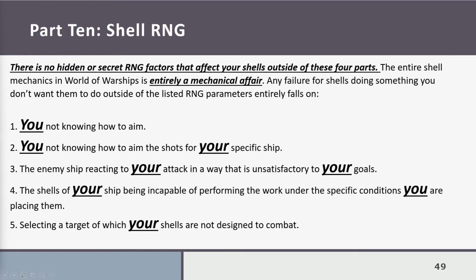Any failure of your shell to do something you want is because either you don't know how to aim the shots for your specific ship, the enemy's reacting to your attack in a way that's unsatisfactory for your goals, the shells of your ship are incapable of working under the conditions you're putting them in, or the target you're selecting is something the shells are not designed to combat. That's pretty much what's happening if you're getting a result you don't like on the field. Otherwise, the only 4 RNG factors are pretty minimal compared to that.